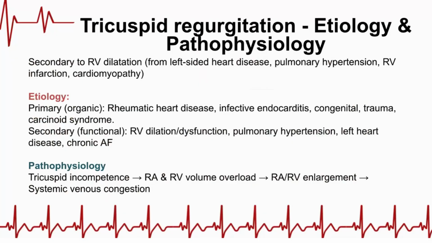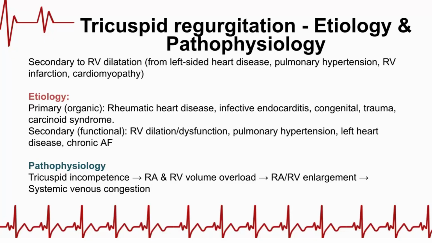Moving on, we have tricuspid regurgitation. So repetition, repetition, repetition. But with regurgitation, we're going to see what kind of volume-related change happens to the heart. Regurgitation usually happens secondary to right ventricular dilation. Again, it's downstream from left-sided heart disease or pulmonary hypertension mainly.